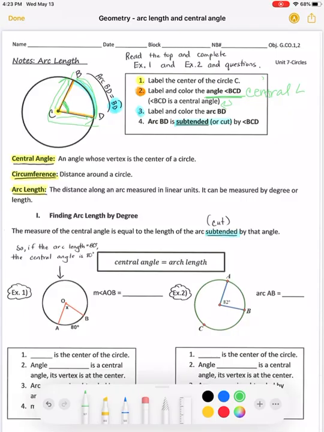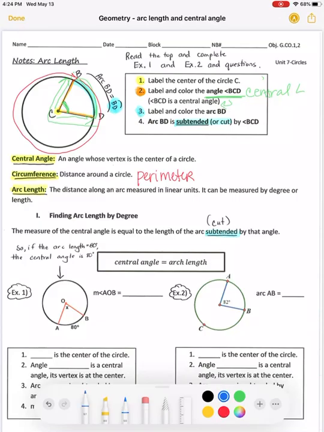So a central angle is an angle whose vertex, that's the point of an angle, is on the center of the circle, just like that one. Circumference is the distance all the way around the outside of the circle. It's sort of the perimeter of the circle, if you will.